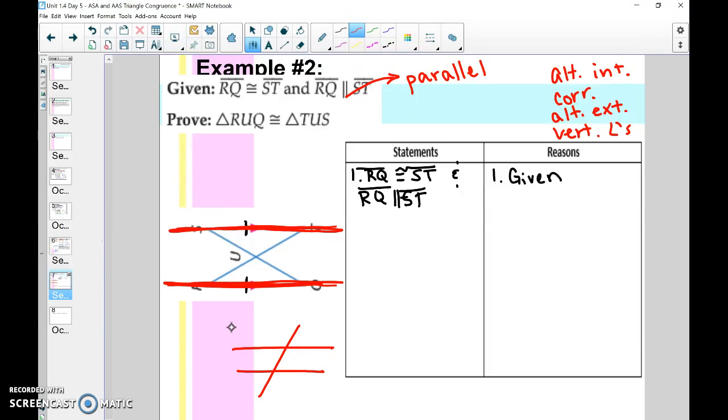Now, if we're looking at our picture, we can just pick one of the lines that cuts through. So I'm going to use T to R. I'm going to bold that guy in, because that's going to help me pick out some of my angles. And it looks pretty close to my picture down here, actually. This is the line that cuts through. These are my parallel lines.